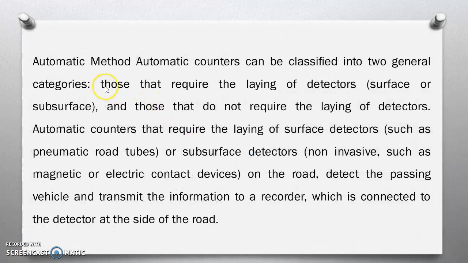The automatic method. Automatic counters can be classified into two general categories, those that require the laying of detectors and those that do not require the laying of detectors. Automatic counters that require the laying of surface detectors, such as pneumatic road tubes, or non-invasive surface detectors such as magnetic or electric contact devices on the road, detect the passing vehicle and transmit the information to a recorder, which is connected to the detector at the side of the road.